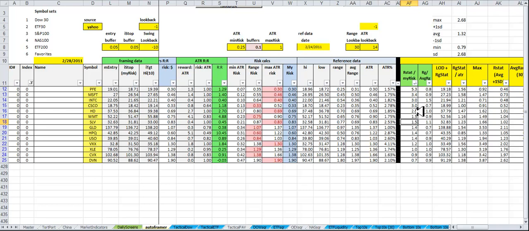So that's how I use the auto framer, and we're closing in on 20 minutes, so I'm going to cut it off here. Hopefully that clarifies things a little bit. I'm not so sure I was clear, but you'll be the ones to judge.